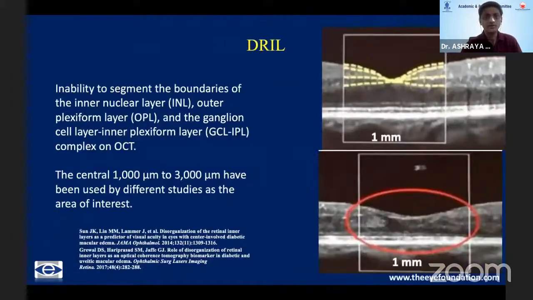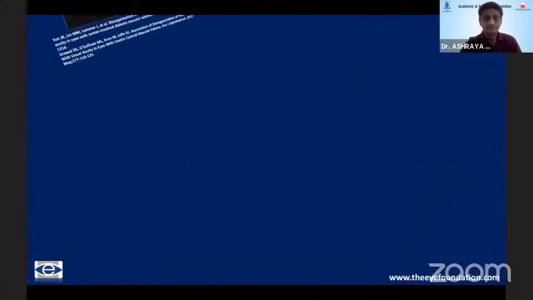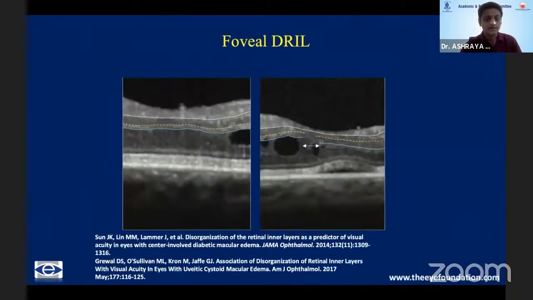Coming to DRIL, it is defined as the inability to segment the boundaries of the inner nuclear layer, outer plexiform layer, and the ganglion cell layer and inner plexiform layer complex on OCT. The central 1000 to 3000 microns have been used by different studies as the area of interest. An additional important parameter is foveal DRIL, which is the inability to distinguish boundaries between any of these inner retinal layers in more than 50% of the foveal 1 mm zone.